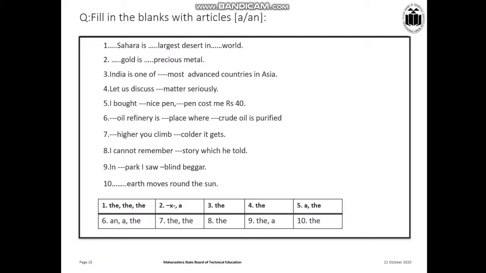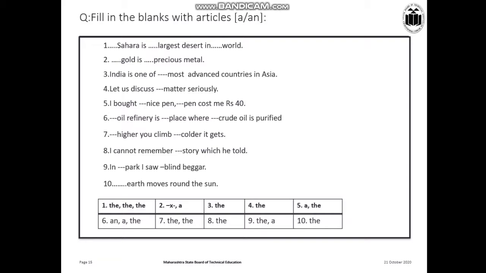Second one: dash gold is dash precious metal. In front of metals or materials, we should not use the definite article the. So we should avoid the here. Gold is a precious metal. There are so many metals, and among all those metals, gold is also a metal. So it is like any metal. Gold is one of the metals. India is one of the most, a superlative adjective, one of the most advanced countries in Asia.